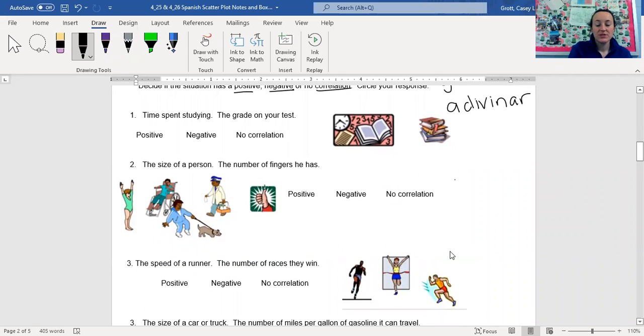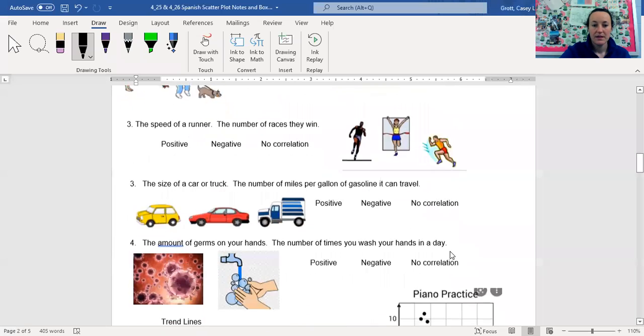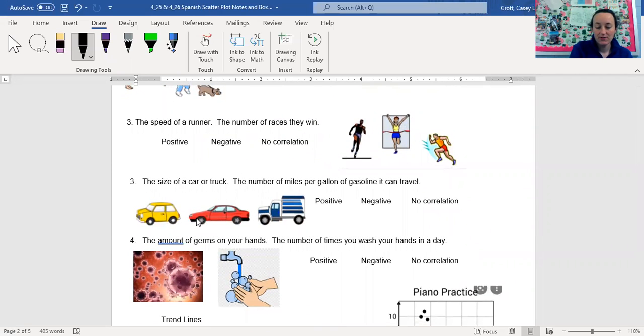What about the size of a person versus the number of fingers he has? Would that be positive, negative, or no correlation? Circle one for me. Next one, the speed of a runner and the number of races they win. If the runner is fast, are they going to win more races, fewer races, or is there no correlation? What do you think it is?